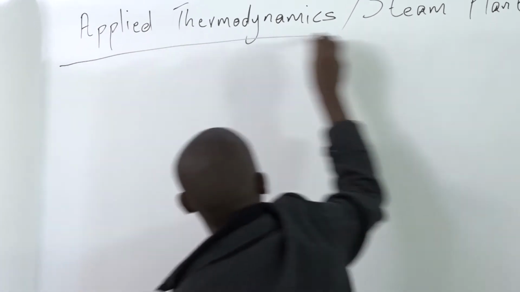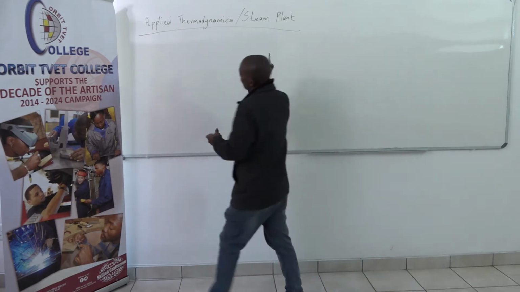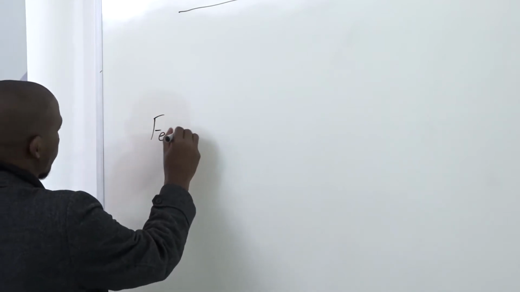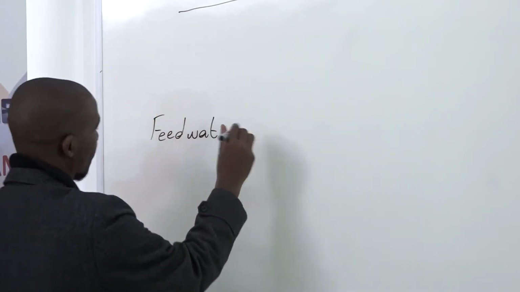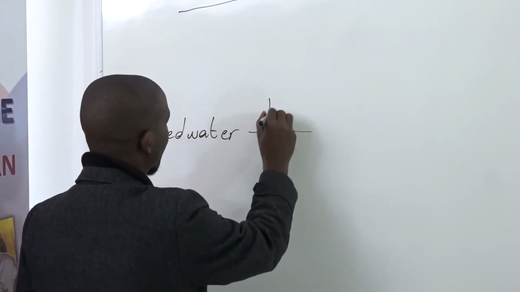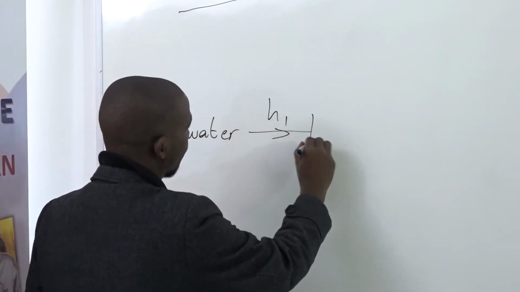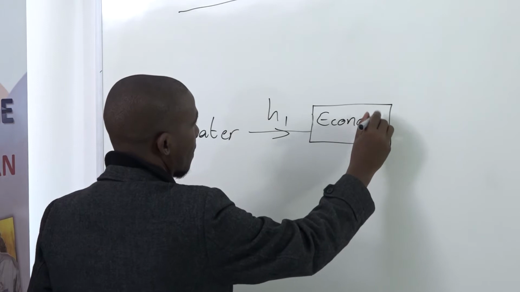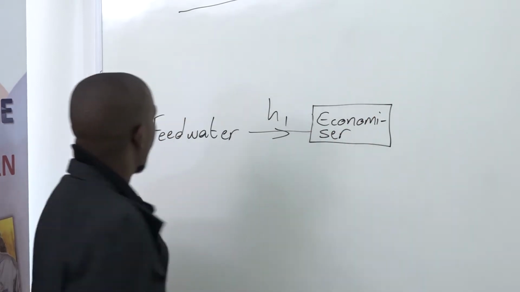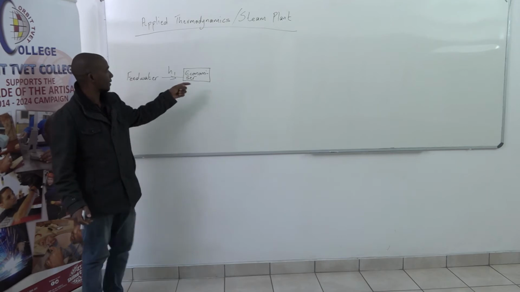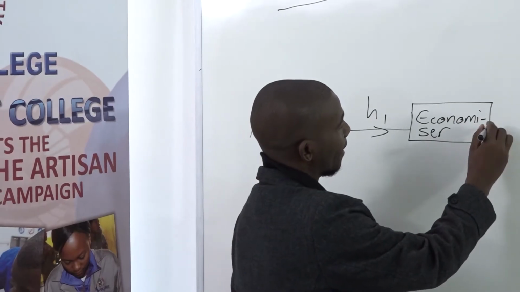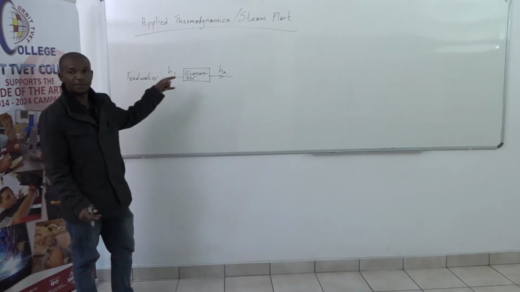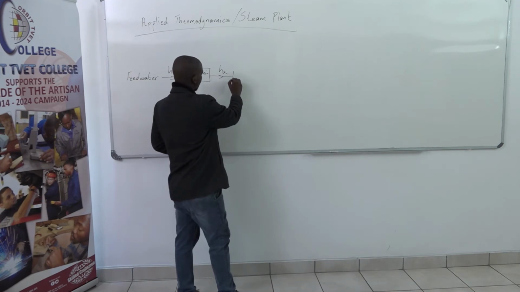and here's the diagram of the steam plant, a simplified diagram. Okay, we have feed water entering the economizer with a specific enthalpy, H1. Then here's our economizer. The feed water gains heat inside the economizer, and then its specific enthalpy increases to H2. From the economizer, this feed water goes to the evaporator.